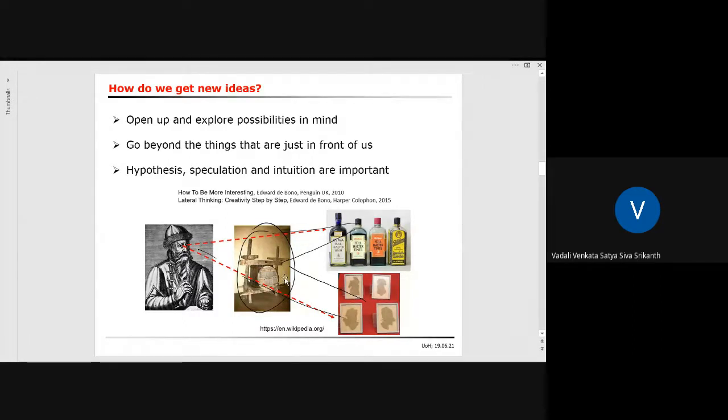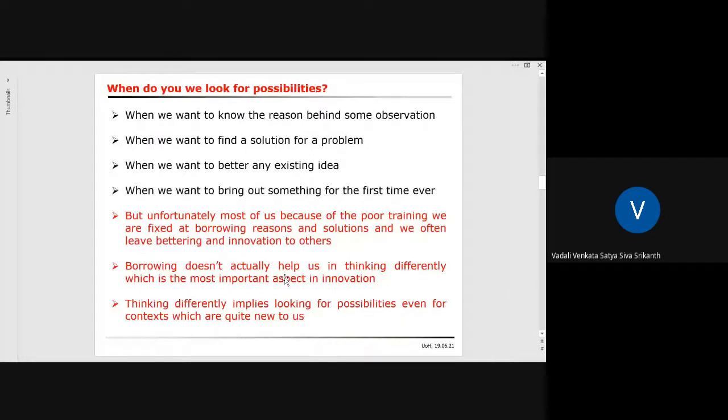in getting new ideas. Now, when do we look for possibilities? We have seen that we get ideas when we look for possibilities. Then the next question is, when do we look for possibilities? We look for possibilities when we want to know the reason behind some observation. This mainly happens in fundamental research. For example, an apple falling from the tree. Somebody observes that and wants to find out the reason why the apple is falling onto the ground.